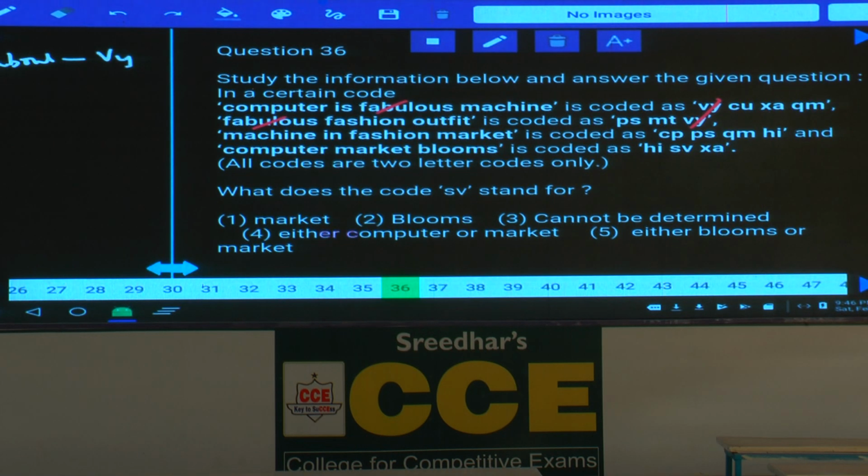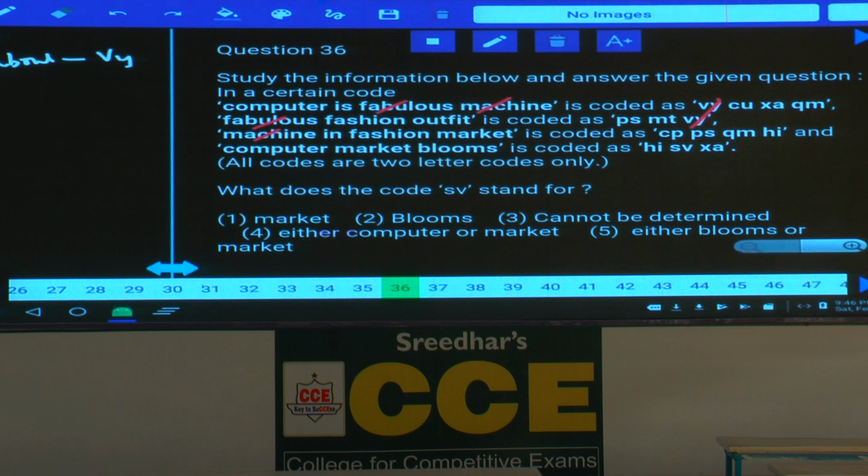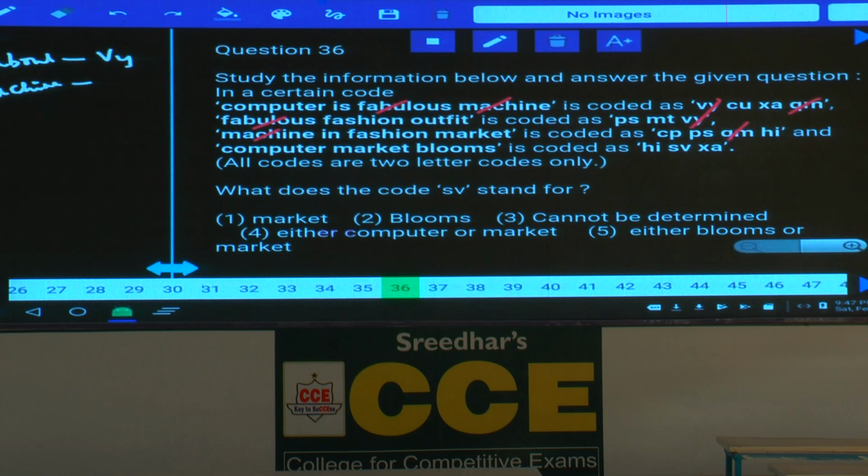Then if you compare the first one and the third, computer is machine, and machine is the only word which is common between these two. As machine is the only word which is common between these two, tell me what is the code common between them. The code which is common between these two is QM. Hence the code to the word machine is QM.